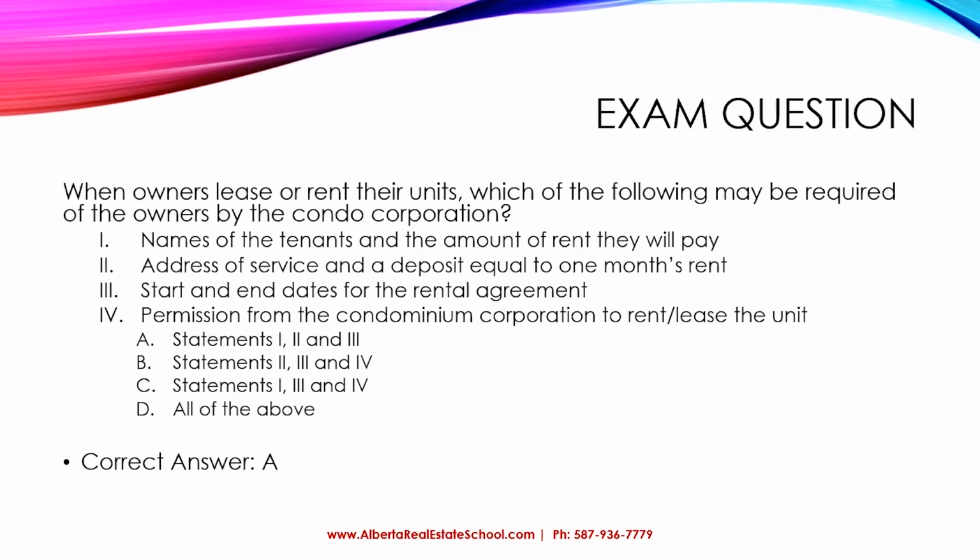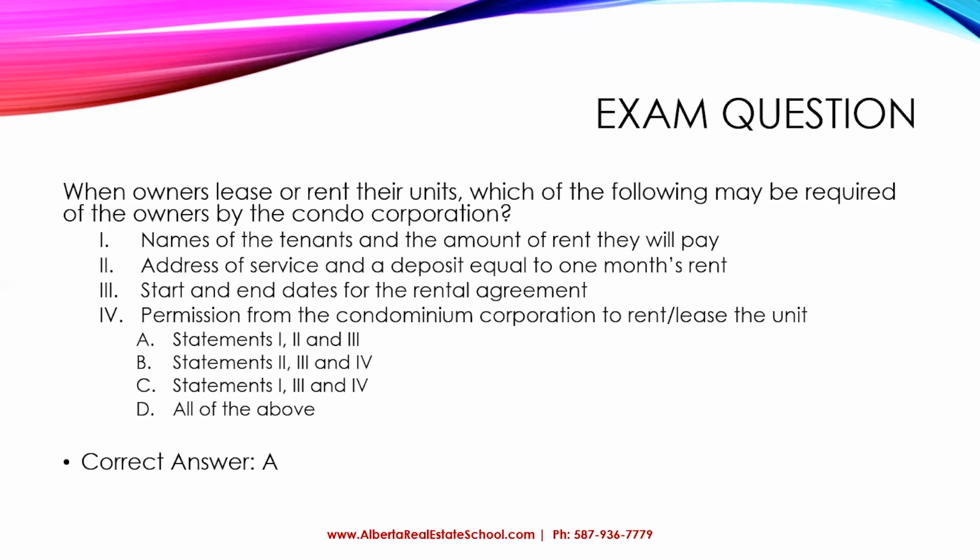So when somebody wants to rent their condominium unit, there are certain requirements that the Condo Corporation has that they have to fulfill. So first, one of those requirements would be that they have to supply the name of the tenants, and they have to tell the Condo Corporation what the rent that they will be charging from the tenant. So that information has to be provided to the Condo Corporation. Now, they also have to give them their own address where the owner of the unit will be, because any notices that need to be sent will have to be sent to the owner at their current address. So the address has to be supplied.